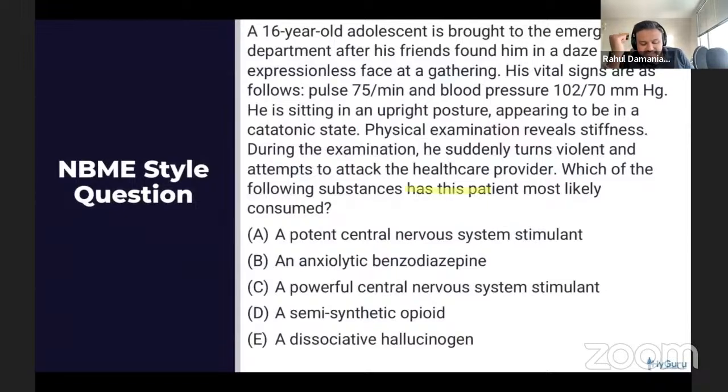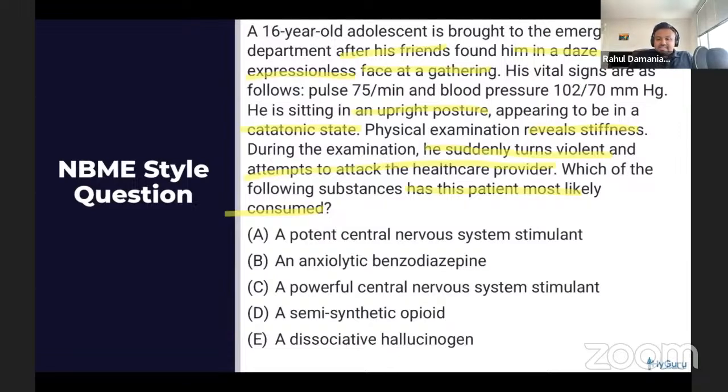Which of the following substances has this patient most likely consumed? A 16-year-old adolescent is brought to the emergency department after his friends found him in a daze with a rigid, expressionless face at a gathering. His vital signs are as follows: pulse is 75, blood pressure 102/70. He is sitting in an upright posture, appearing to be in a catatonic state. Physical exam reveals stiffness. During the examination, he suddenly turned violent and attempts to attack the healthcare provider. Which of the following substances most likely was consumed?